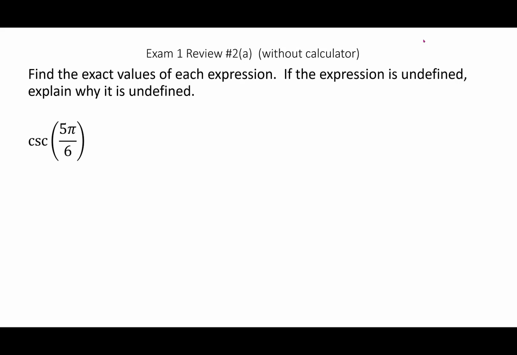For the cosecant of 5 pi over 6, I'm going to start by writing this as 1 over the sine of 5 pi over 6. And then once I figure out what the sine of 5 pi over 6 is, I should be good. Well, the sine of 5 pi over 6, I always look first at what quadrant we're in. 5 pi over 6 would be in quadrant 2 here. And so in quadrant 2, the sine is positive. The reference angle here would be pi over 6 if we have an angle of 5 pi over 6.